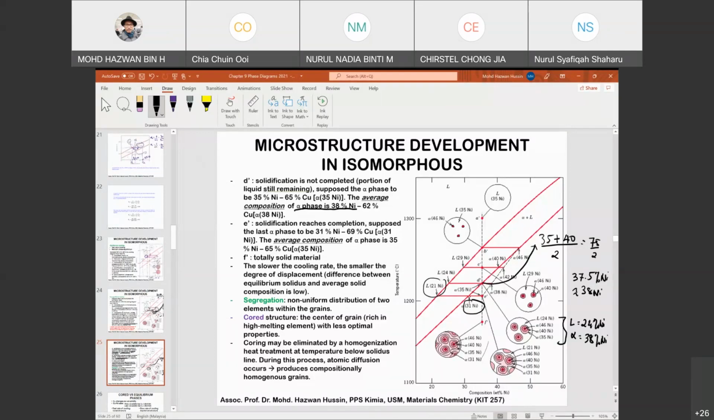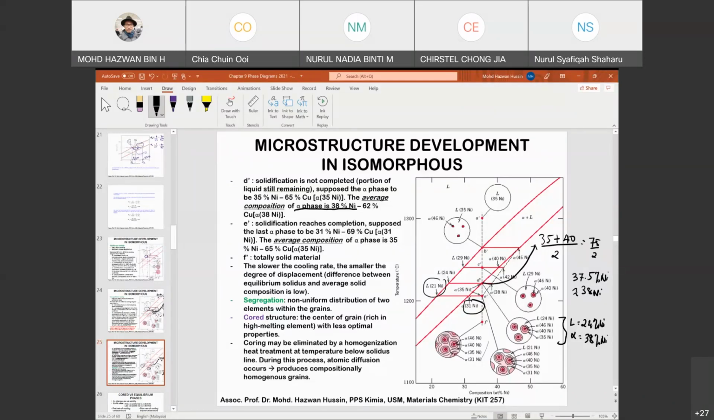All right. So the slower the cooling rate, okay, the smaller the degree of displacement with regards to the difference between equilibrium solidus and average solid composition. Okay, and we have two important terms in non-equilibrium cooling isomorphous microstructure. First one is known as segregation. So what does it mean by segregation? Segregation is actually the formation of non-uniform distribution of two elements within the grain. So that is why you will see layer by layer. This is actually due to the segregation.